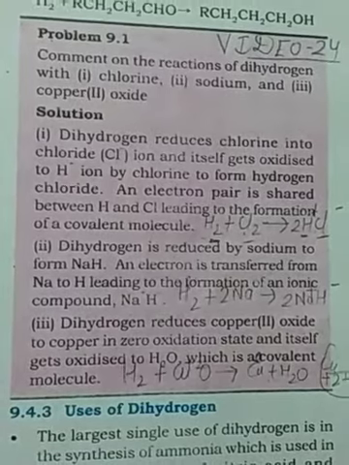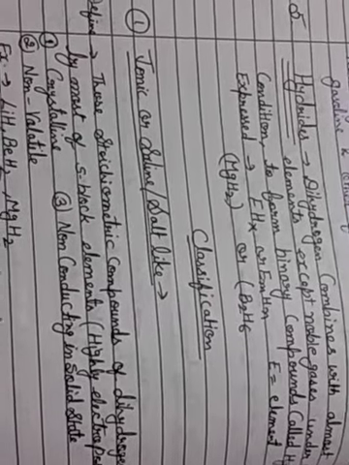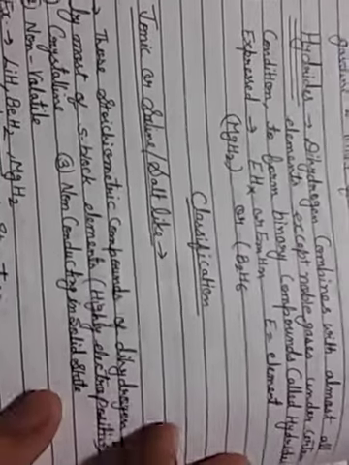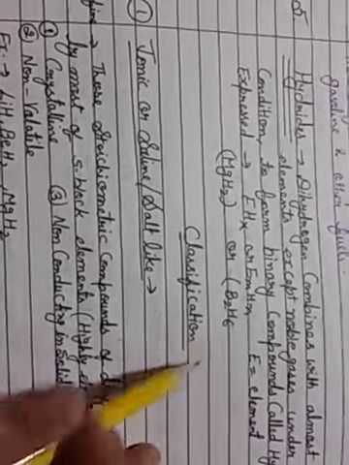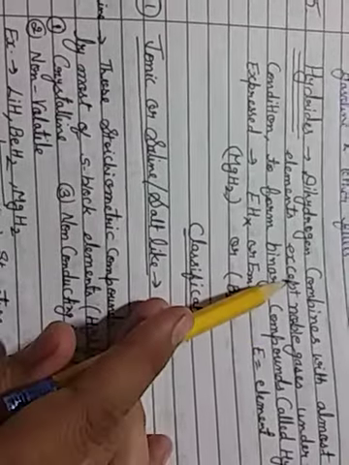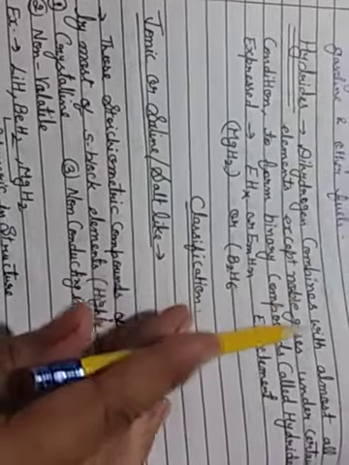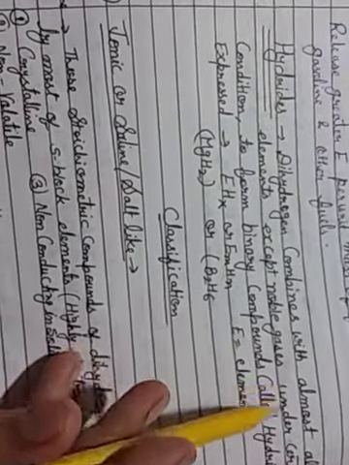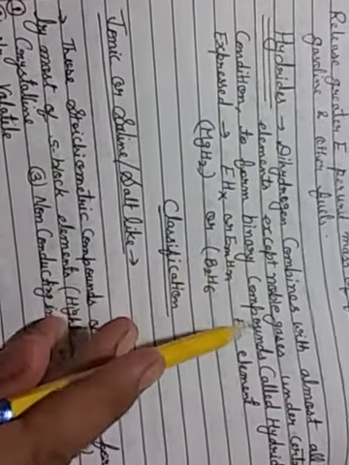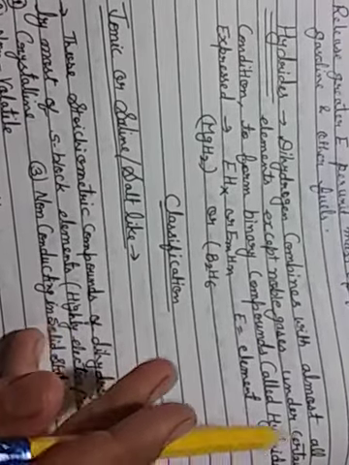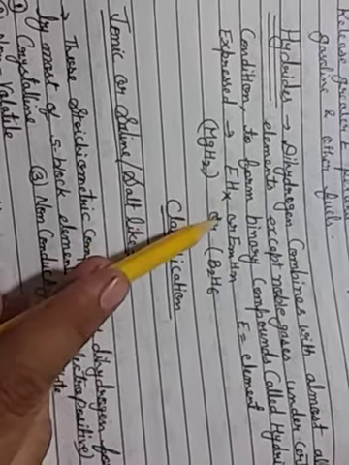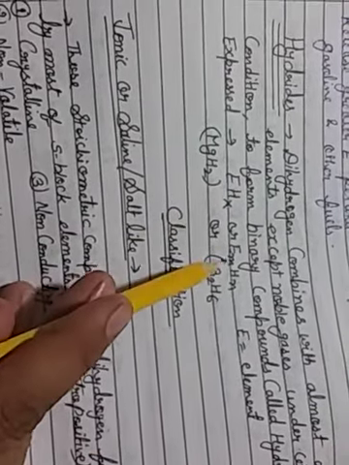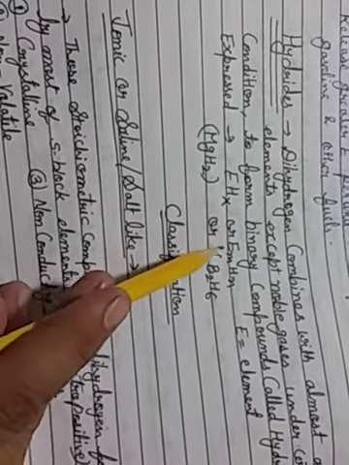Then the next topic, hydride. Hydride is a compound formed by dihydrogen. Dihydrogen combines with almost all elements except noble gases under certain conditions to form binary compounds called hydrides, expressed as EHx, where E is the element and H is hydrogen. Otherwise we can write EmHn.